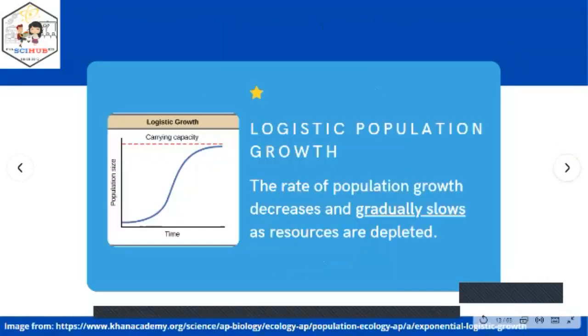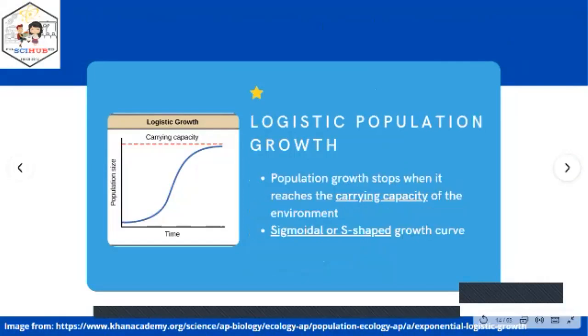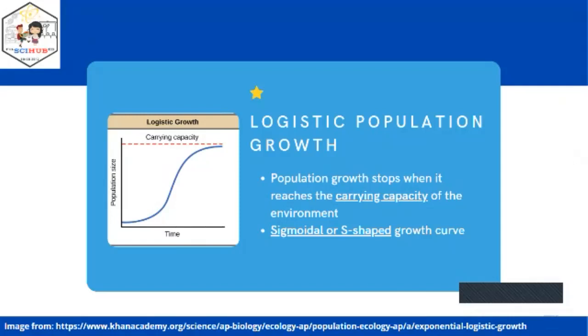The other type of population growth, where the rate of growth decreases and gradually slows down as resources are depleted, is called logistic population growth. In logistic population growth, growth stops when it reaches the carrying capacity of the environment. Unlike the J-shaped curve of the exponential type, this growth follows a sigmoidal or S-shaped growth curve.